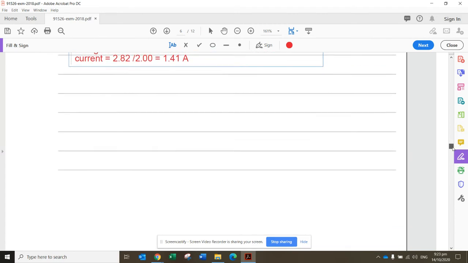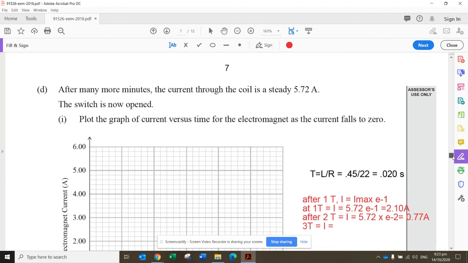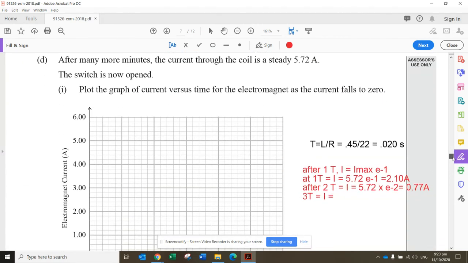Okay, now going further, this next part, this is where you want it. So after many more minutes, the current is steady at 5.72 amps. That means there's no voltage across the inductor. The switch is opened, and plot the graph of current versus time as the current falls to 0. So the first thing you need to know is the time constant.